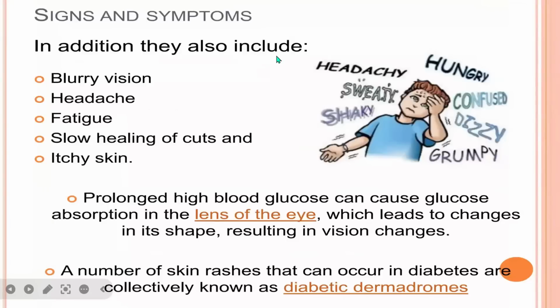In addition, they also include blurry vision, headache, fatigue, slow healing of cuts, and itchy skin. Prolonged high blood glucose can cause glucose absorption in the lens of the eye, which leads to changes in its shape, resulting in vision changes. So you see, this is what happens because there is an increase in the absorption of glucose by the lens of the eyes, which affects the vision. And the number of skin rashes that can occur in diabetes are collectively known as diabetic dermadromes.